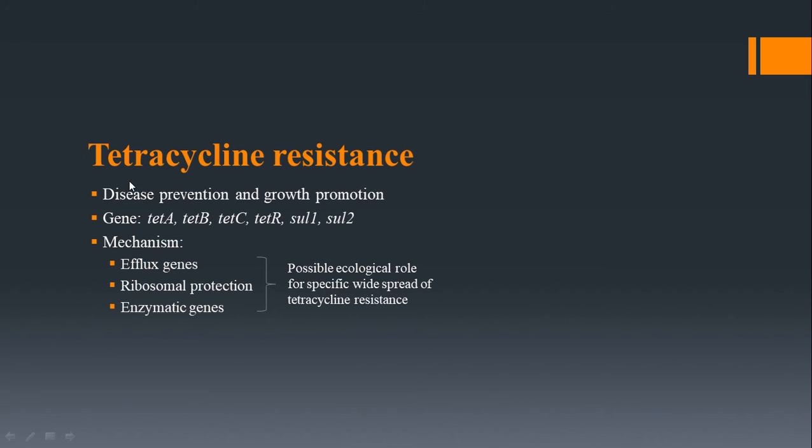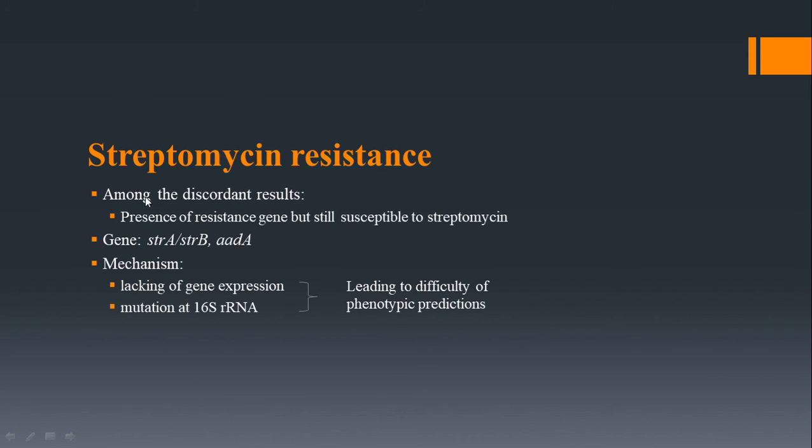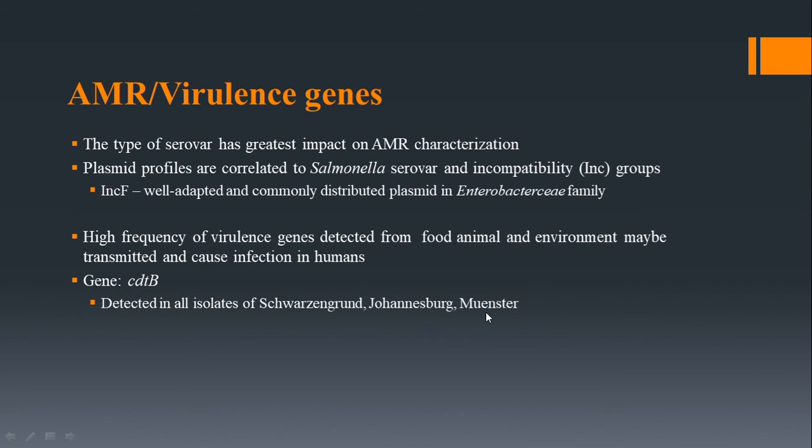Tetracycline resistance is used for disease prevention and growth promotion. The genes are these and the mechanisms are these. Streptomycin resistance: among the discordant results, some show the presence of a resistance gene but are still susceptible to streptomycin. The genes are these 2 and the mechanisms are these 2, which leads to difficulties in phenotypic predictions.